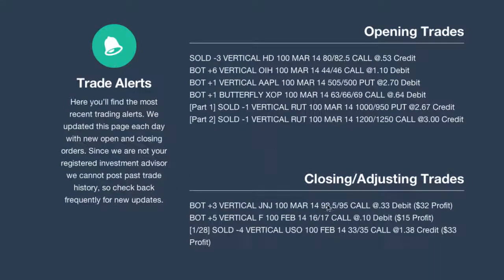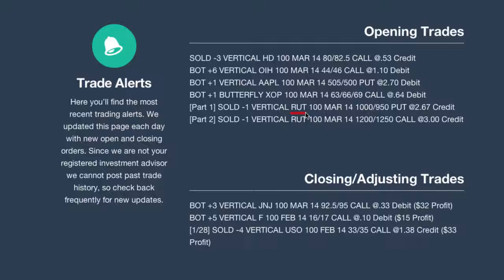All right, so let's talk about this RUT. So with RUT, this was actually a leg into an iron condor. Now, a lot of people, when they trade iron condors, get really concerned about legging. They don't like to leg in. They don't like to add the put side or add the call side separately.